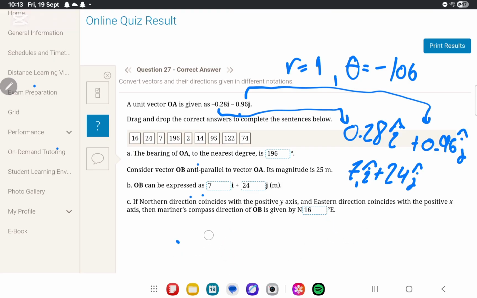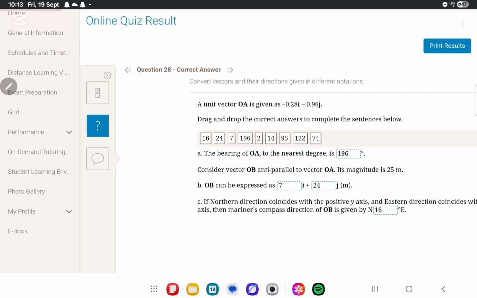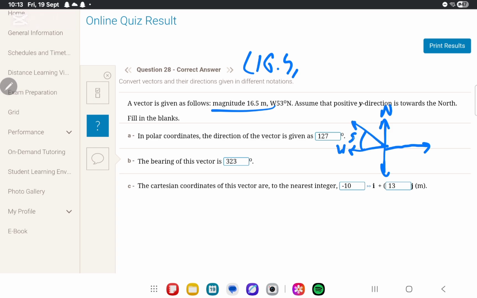Now, moving on. Remember, I'm just rushing through the mariner's compass because you guys should know it by now. Question 28. This is very, very easy. So, a vector in the form r comma theta is going to be 16.5. And we're going to have to sketch the graph so we can see the angle. Now, west 53 degrees north. So, west 53 degrees north is here.